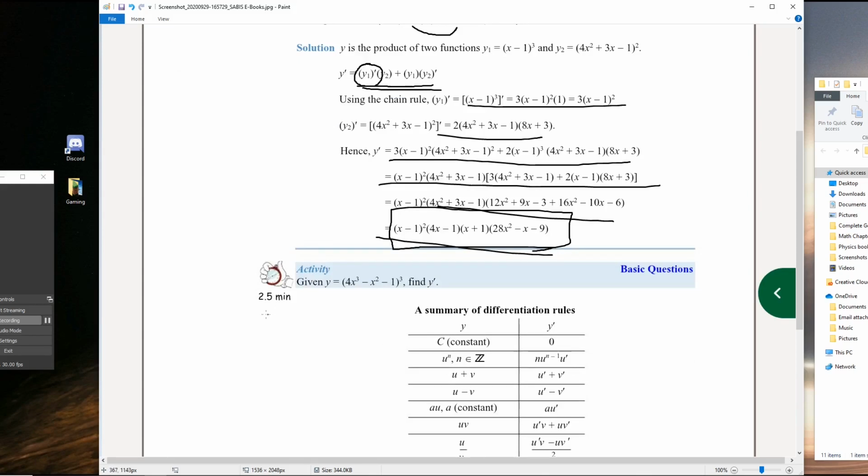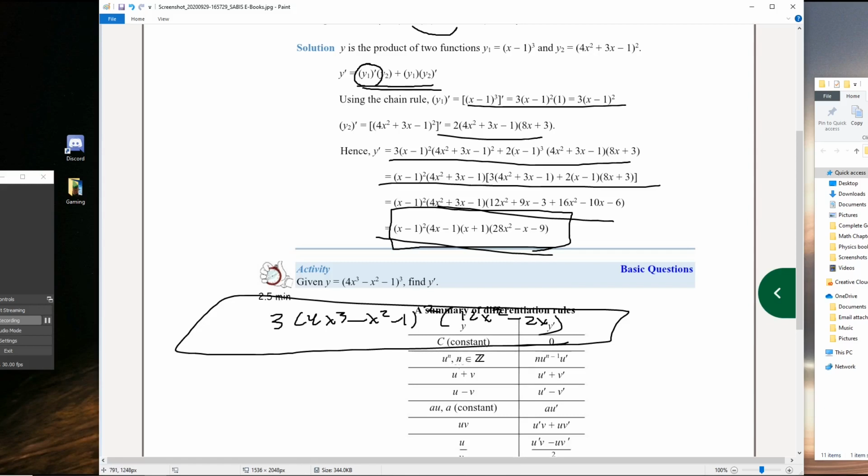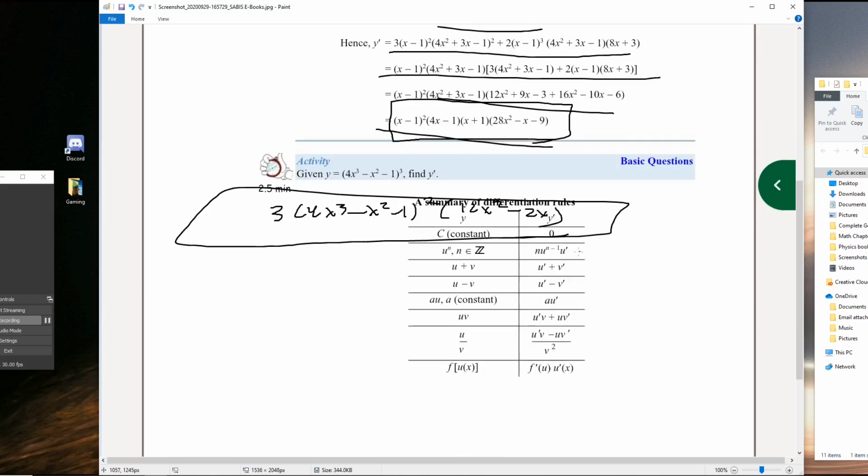To be honest, you just need to do this 3 into 4x cubed minus x squared minus 1 squared, into the derivative of this, which will be 2x squared minus 2x, and you're done pretty much. Here they summarized the derivatives for you. To be honest, you don't need to look at this table.